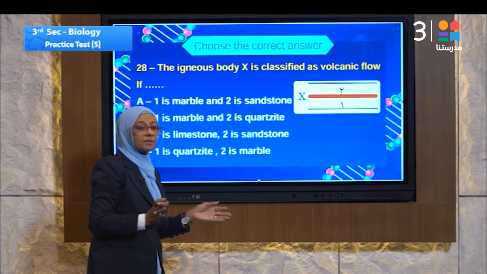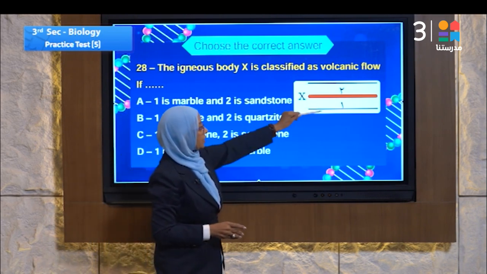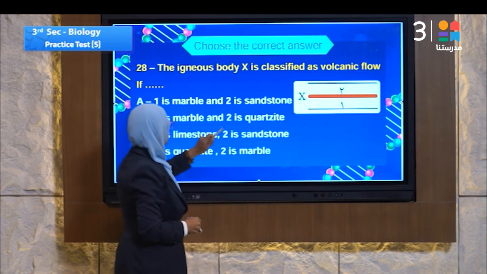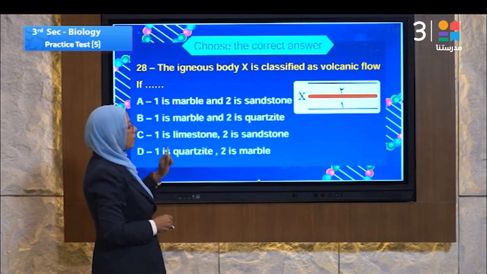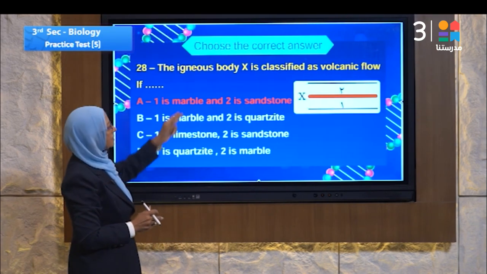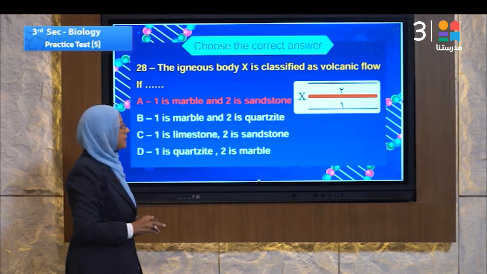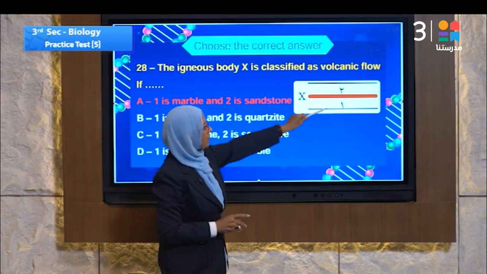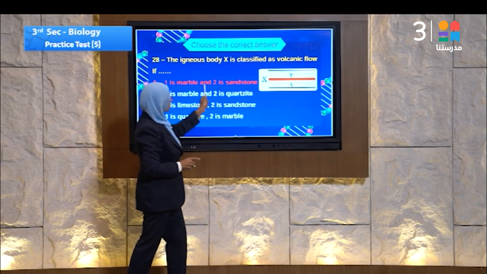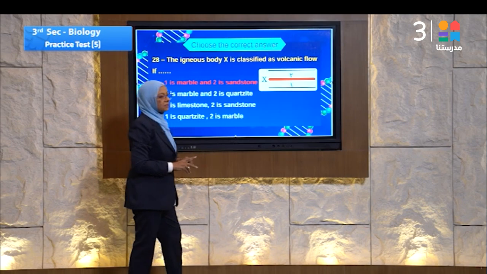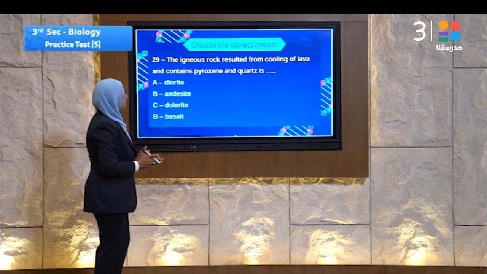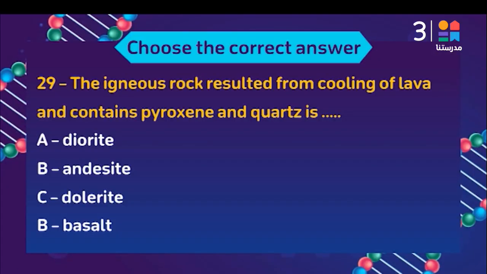I think that 1 has pressure from the rocks over it, so it must be marble. Marble is a metamorphic rock. And 2 is sedimentary, sandstone. So 1 is metamorphic, it is marble, and 2 is sandstone, a sedimentary rock. Let's go to question number 29. Question number 29, Earth Science again.